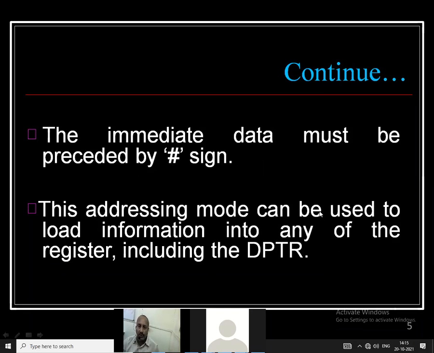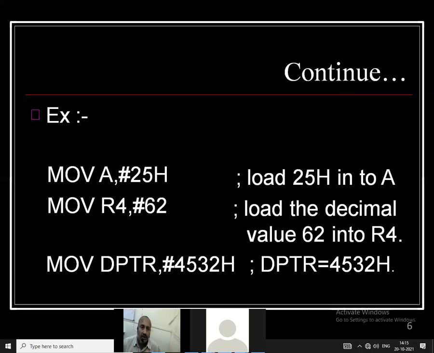This addressing mode can be used to load information into any of the registers or DPTR. आता हे DPTR काय आहे? In the coming units we are going to focus on that data pointer, that we will see in coming session. So here few examples also I have added. Immediate addressing mode म्हणजे काय तर डायरेक्ट डेटा त्या पर्टिक्युलर रजिस्टर मध्ये ट्रान्सफर करायचा आहे.